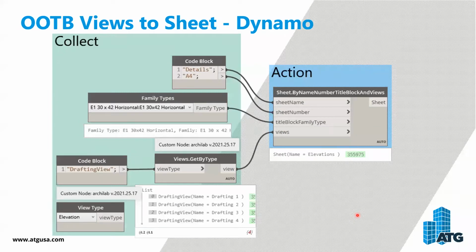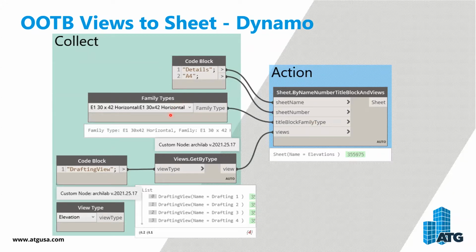So let's look a little bit at the out-of-the-box node for placing views onto sheets. Here's a very quick example of what you need to have prepared in order to get this node to work. We need a sheet name and a sheet number in the form of a string, so I use a code block with the name of the view and the number of the sheet enclosed in quotation marks, defining that it is in fact a string. From there, we use another out-of-the-box node, Family Types, to determine the title block that we're going to use.